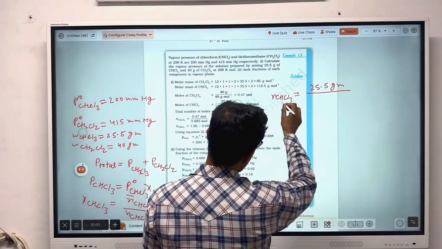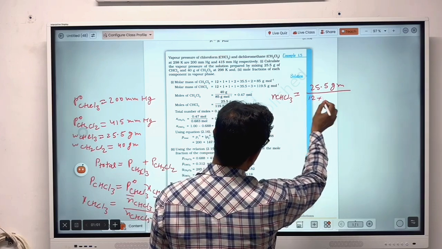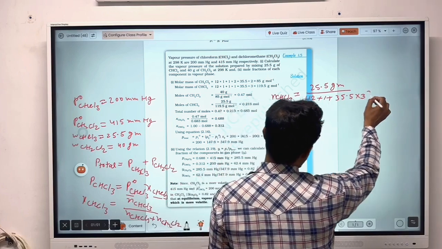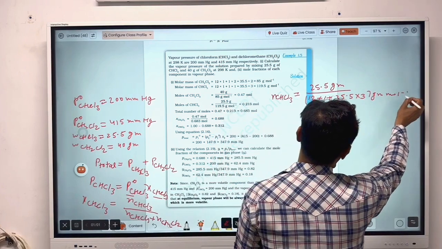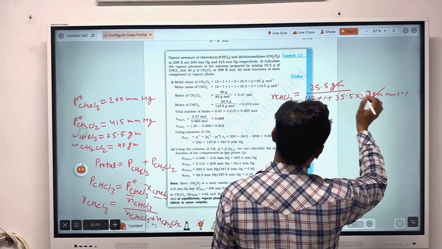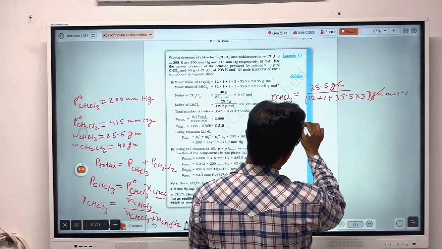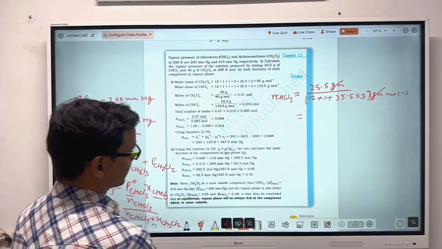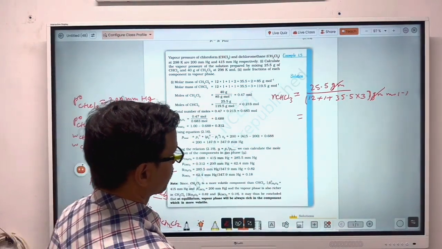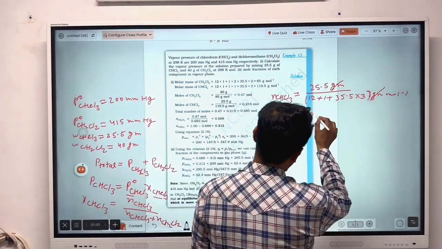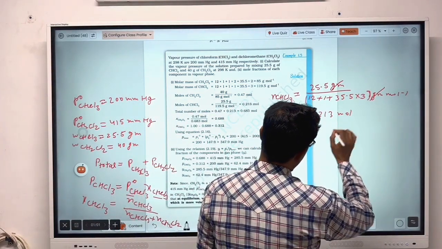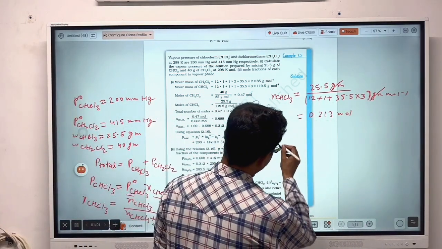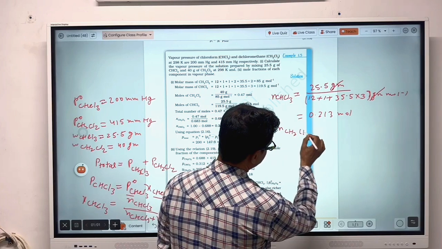Chloroform molecular weight, how much? Here carbon 12 plus hydrogen 1 plus chlorine 35.5 into 3, that much gram per mole. Gram will cancel out, so mole inverse will go in the numerator and become mole. So 25.5 divided by this, you can get the number of moles of chloroform. That will be 0.213 mole. In the same way, the number of moles of dichloromethane you can calculate.